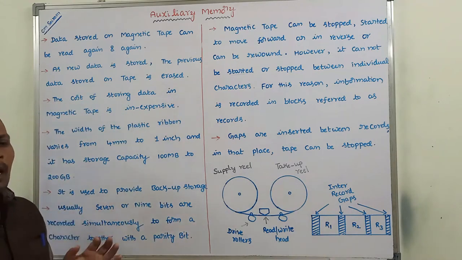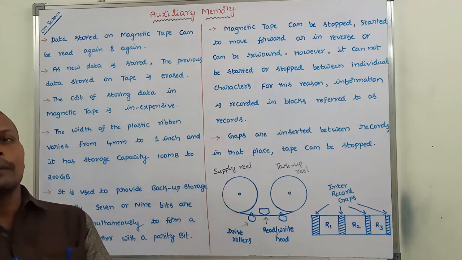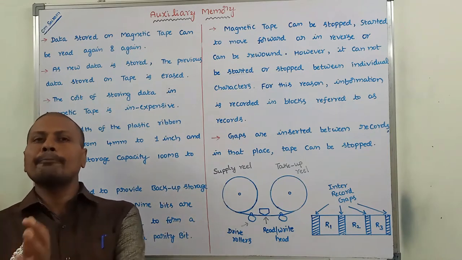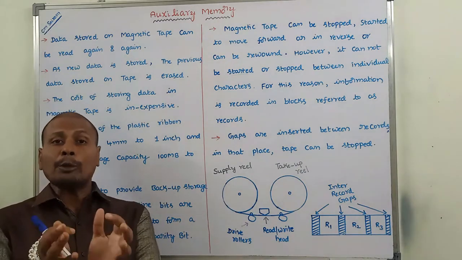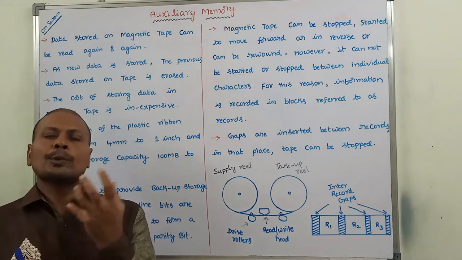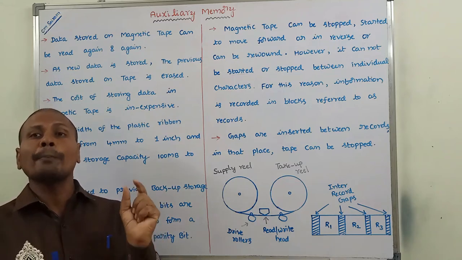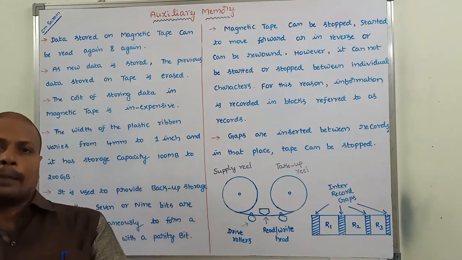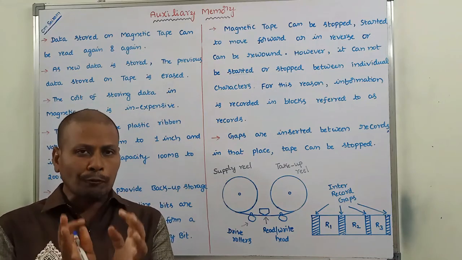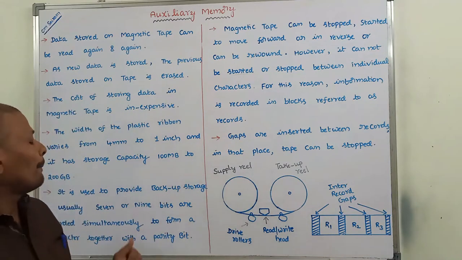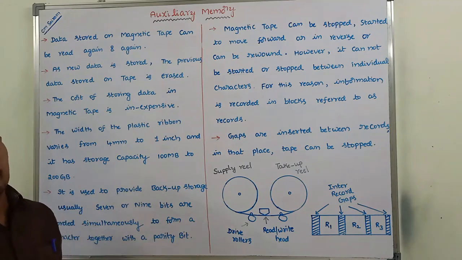Next one, the information that is stored in the magnetic tape is in the form of bits, and a collection of bits forms one character. How many bits are required to form one character? Usually 7 or 9 bits are recorded simultaneously to form a character, together with a parity bit. Here the parity bit is used for error detection purposes.